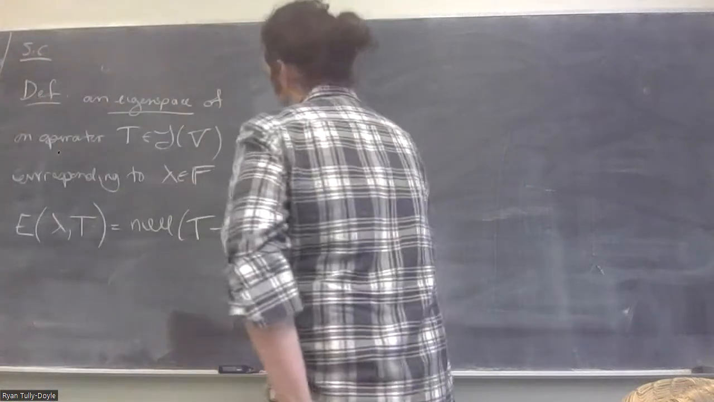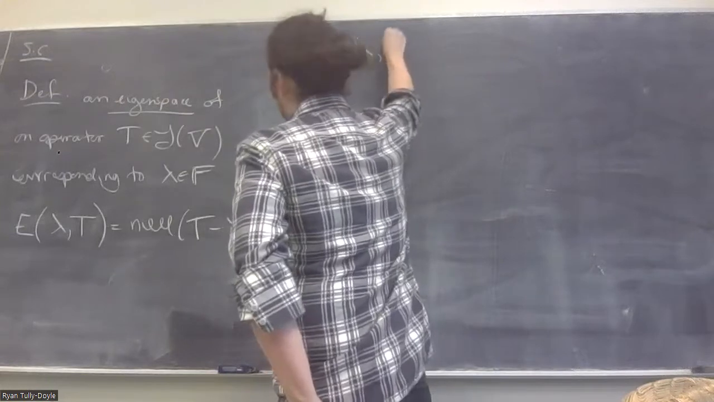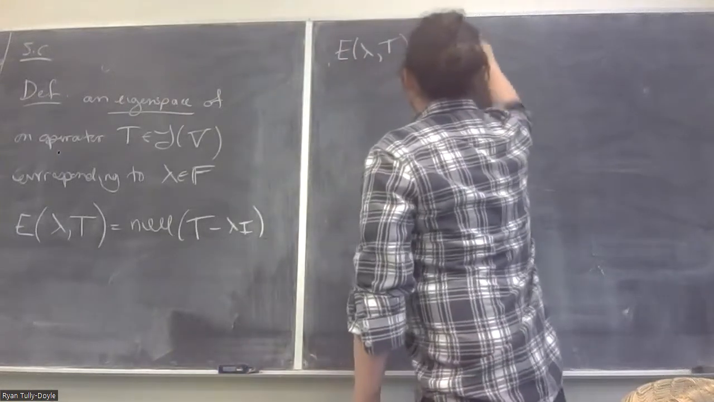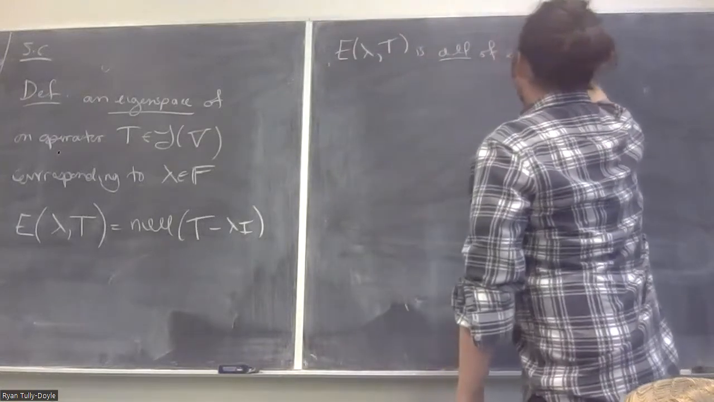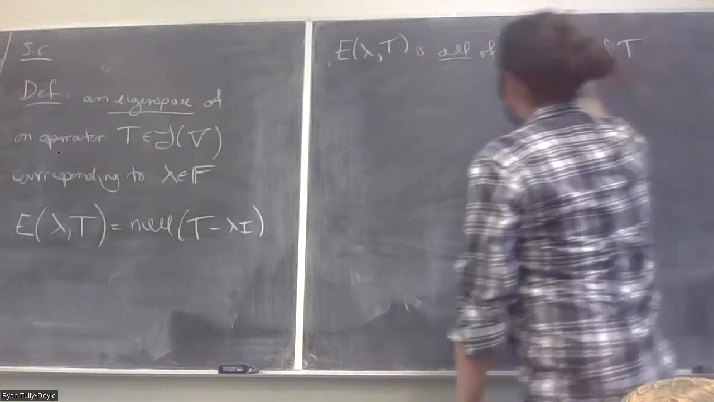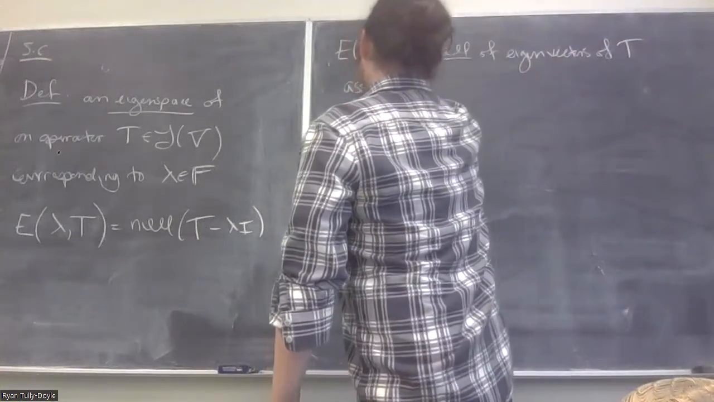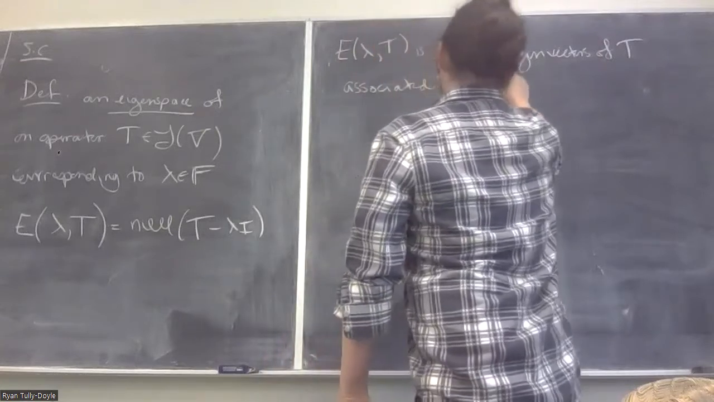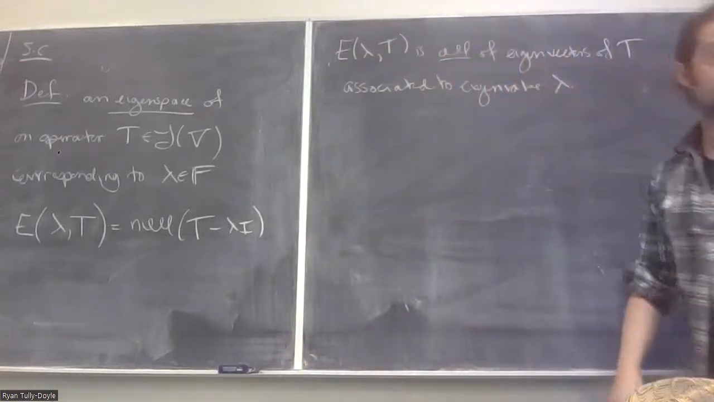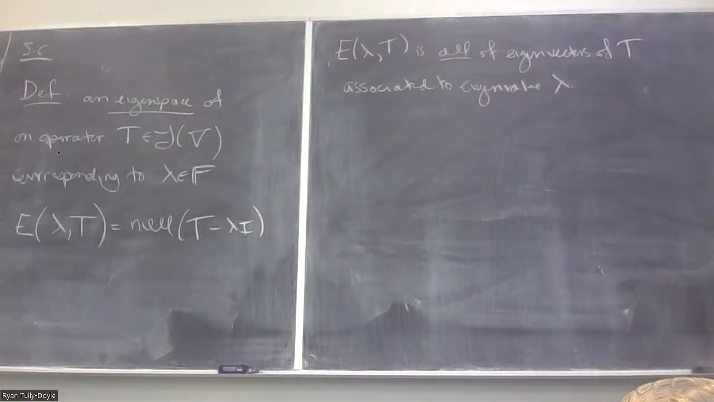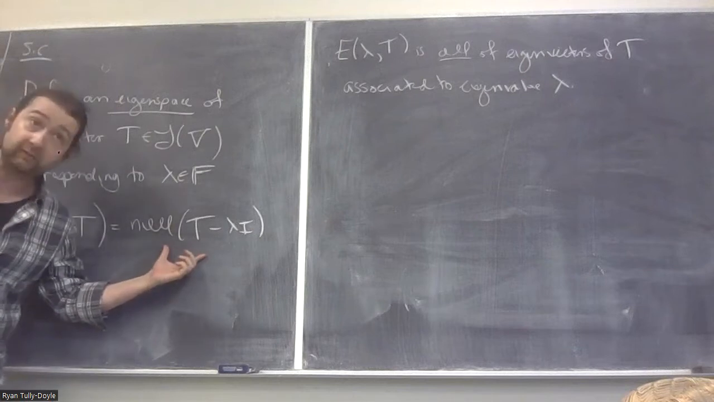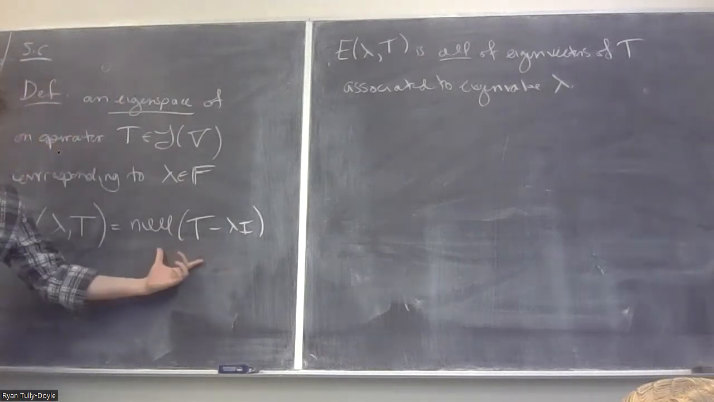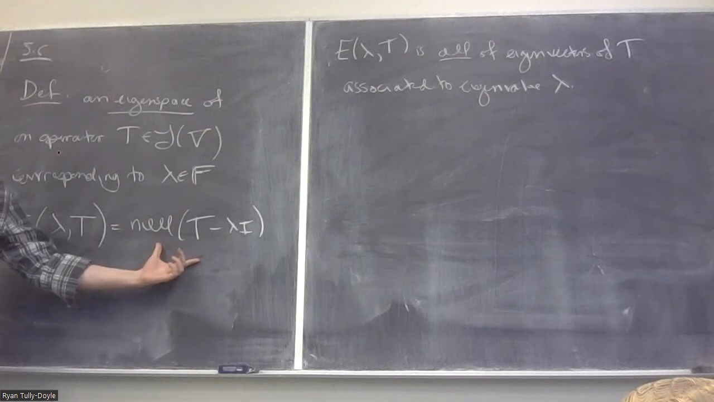Okay, so another way of thinking about it is E(lambda, T) is all of the eigenvectors of T associated to an eigenvalue lambda. Lambda is kept general on purpose. You define it this way so that you can actually use this to investigate when lambda is an eigenvalue and when it's not. If this null space is just the zero vector, then lambda is not an eigenvalue. If there's anything in here at all that's not the zero vector, then lambda is an eigenvalue.